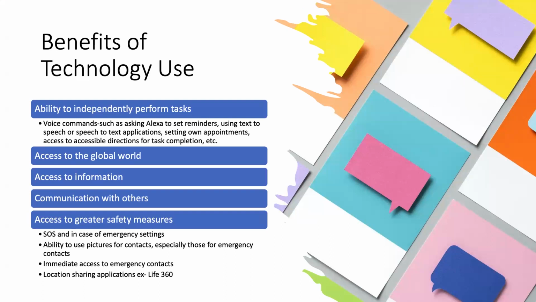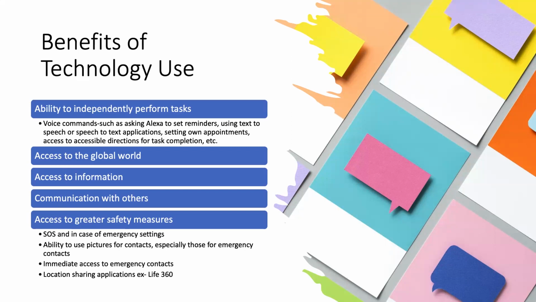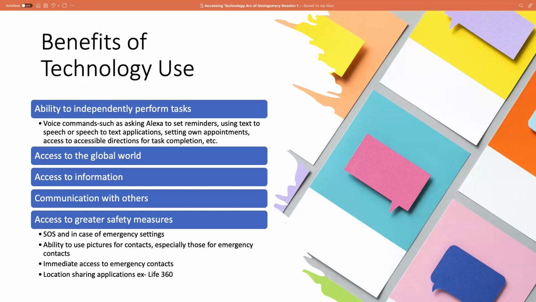Access to information. Somebody said that you have access to information out there to learn things, to find out things, communicate with others was one you mentioned. And this was one that I was really surprised. Somebody mentioned it in a way with the help for connecting with helpers when needed. But this access to greater safety measures is really a fascinating thing with technology.